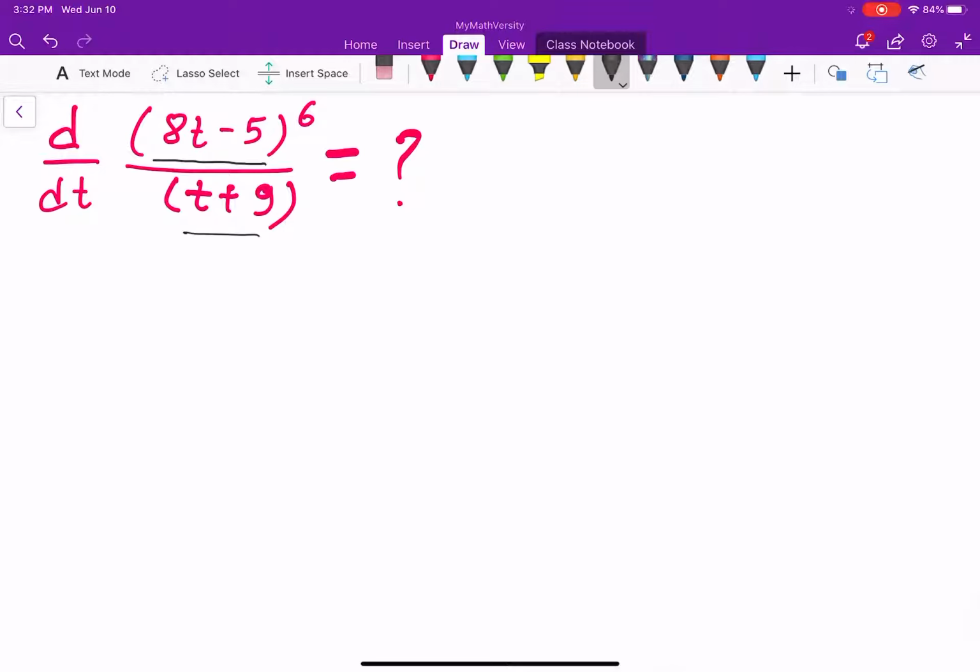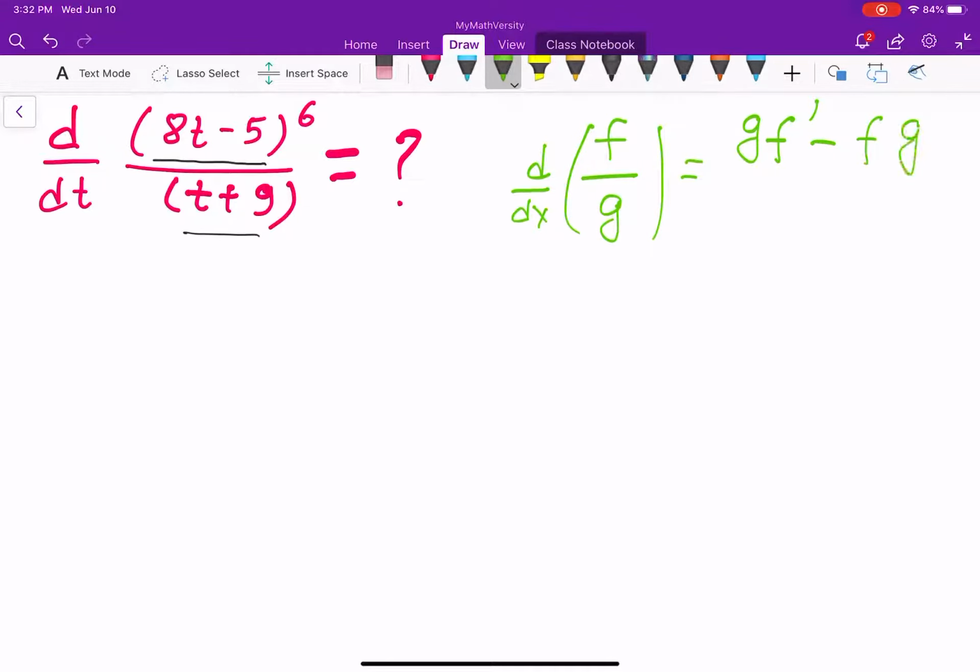But what is the quotient rule? If you have some function, let's say f in the numerator and then g in the denominator, and we are finding the derivative of that, how do we do it? We write down the function of the denominator as it is, multiply by the derivative of f, that's f prime, minus, write down f as it is, multiply by the derivative of g, and then divide by the square of the denominator. So this is the formula.